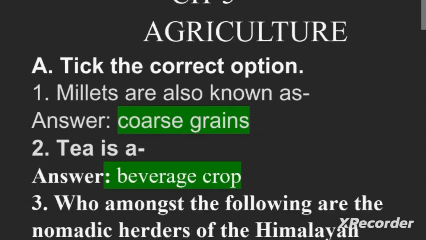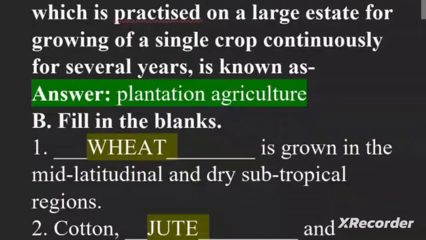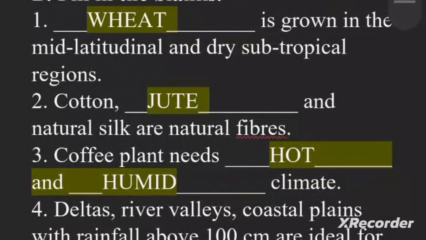Now, moving ahead, we have fill in the blanks in the second question. All the words you are seeing in brown are the answers. Wheat is grown in the mid-latitudinal and dry subtropical regions. Cotton, jute and natural silk are natural fibers. These are not edible fibers, right?